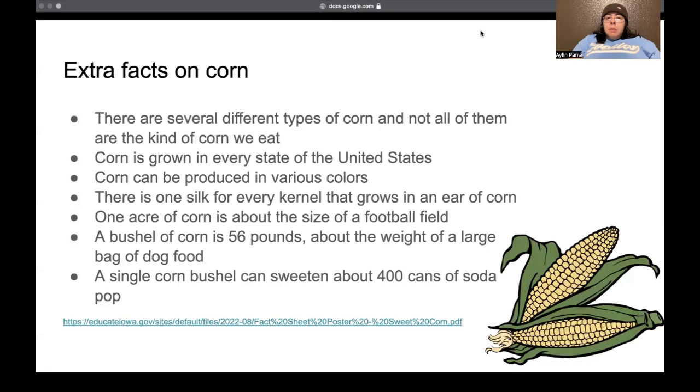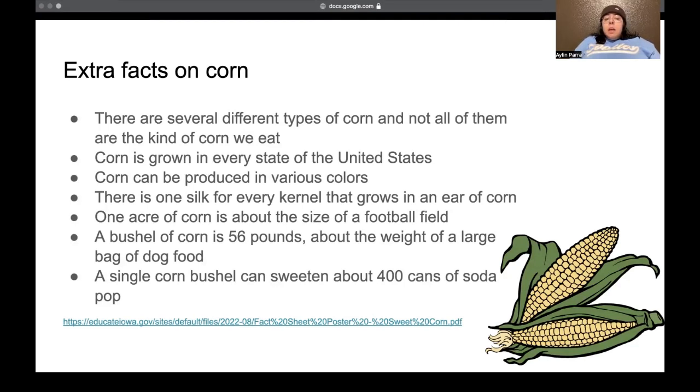Hi, my name's Eileen Para, and today I'm going to be talking about extra facts on corn. There are several different types of corn, and not all of them are the kind of corn we eat. These vary from dent corn, sweet corn, popcorn, and flint corn.